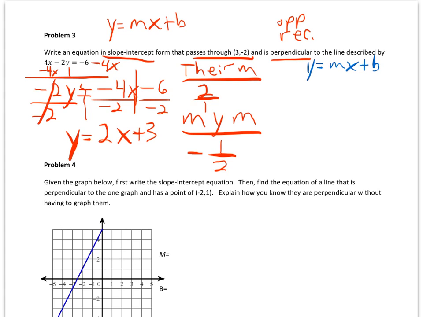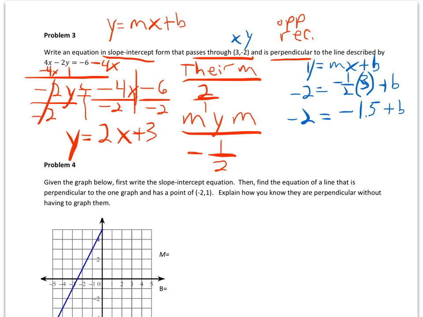Okay, I know 3 pieces of information. I know my x, I know my y, and I know my m. So negative 2 is equal to negative 1/2, my x is 3, that's an ugly 3, and then plus b. Okay, simplify. Negative 2 is equal to, if you do it on your calculator, you're going to get negative 1.5 plus b.